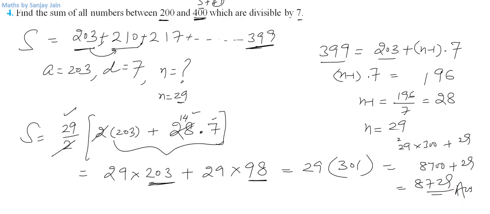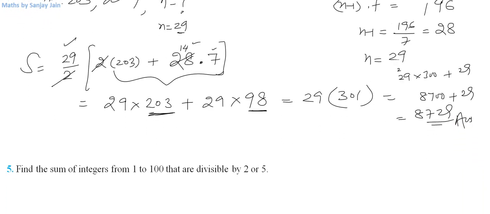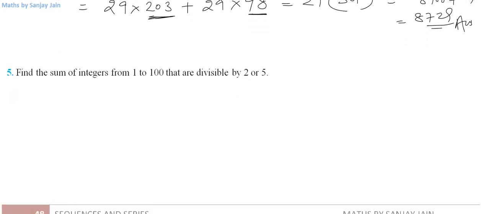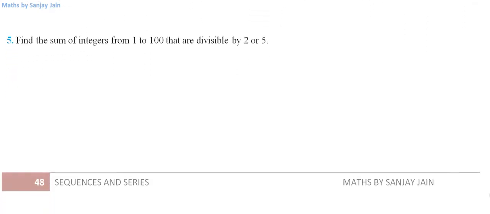Okay, let us proceed to the next question. Find the sum of integers from 1 to 100 that are divisible by 2 or 5. 2 or 5. So how do we do that? We will find the sum of all integers that are divisible by 2, and we will find the sum of all the numbers that are divisible by 5.